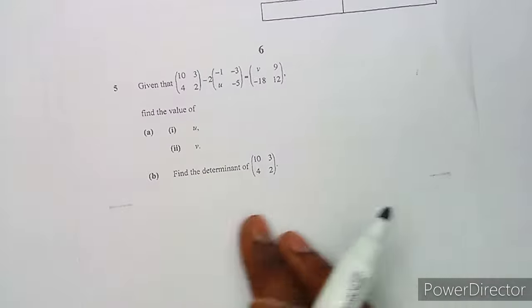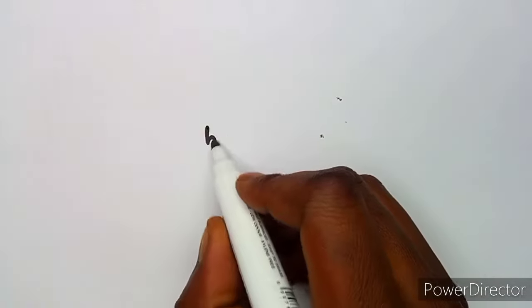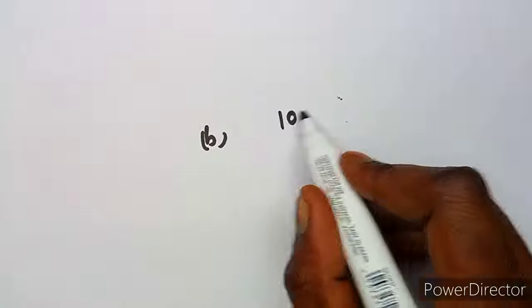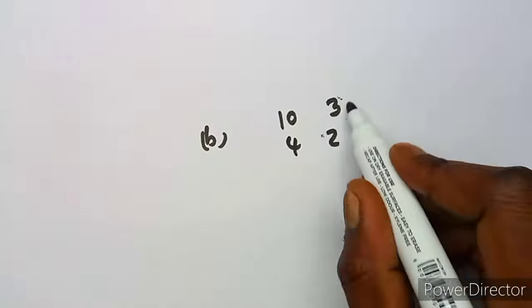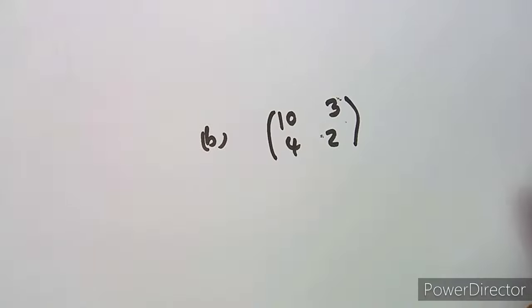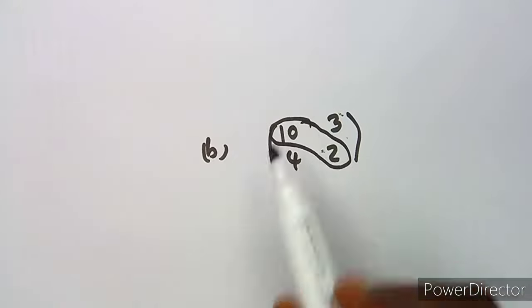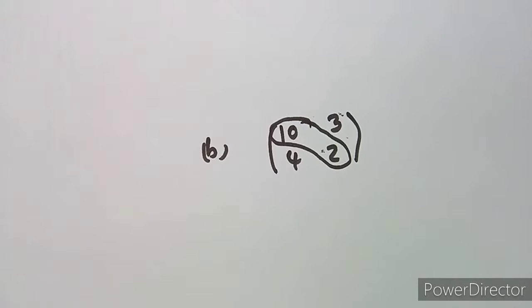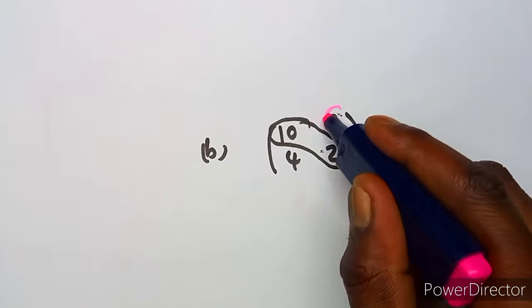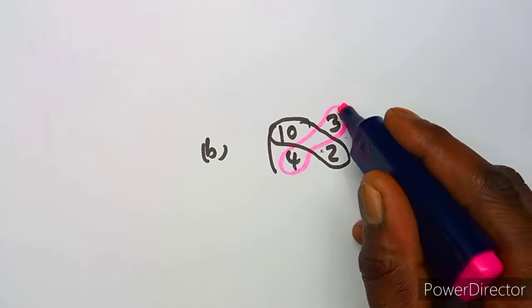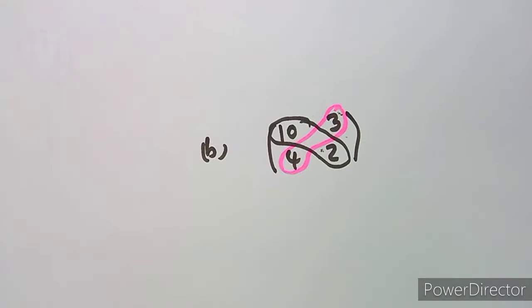Okay, the last part is just to find the determinant of the given matrix, just to find the determinant, guys, of 10, 3, 4, and 2. These are some of the questions that you're not supposed to lose marks on, guys. Determinant, I told you, is the product of the major diagonal minus the product that we are going to have in the minor diagonal. So this is my minor diagonal, this one that I'm indicating now. So I'm just going to multiply the two.